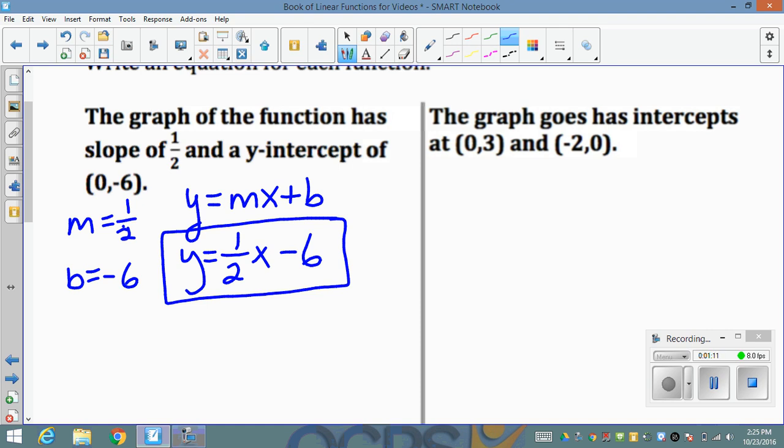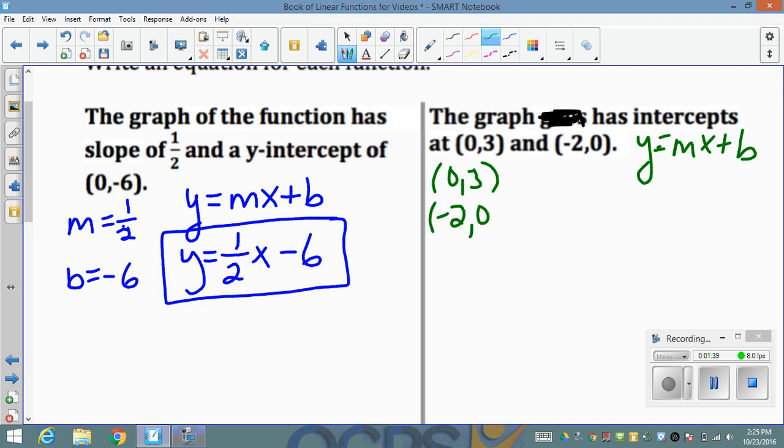Okay, the next example. The graph, and I have a little typo here, we're going to scratch out the word goes. The graph has intercepts at (0, 3) and (-2, 0). Now again, our purpose here is to get the m and the b. So to find the slope, I'm going to use my slope formula. That's the only way to do this unless I actually graph and count my slope.